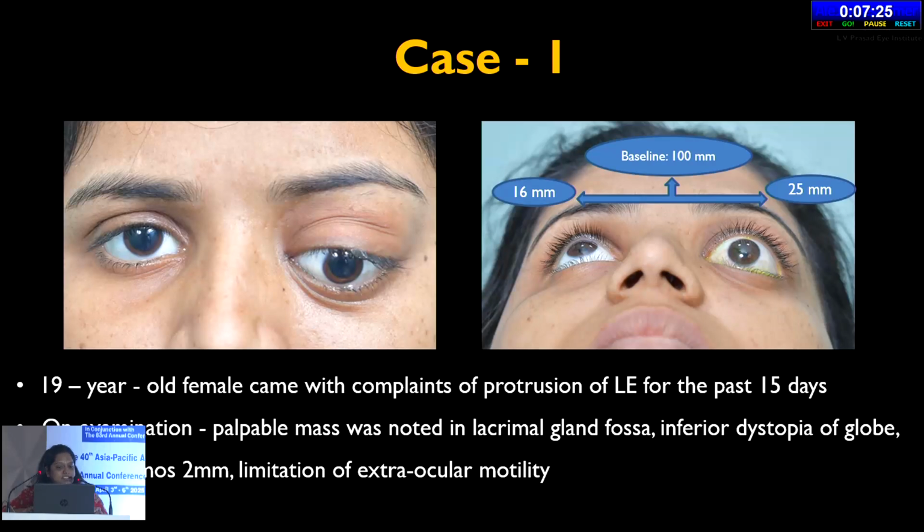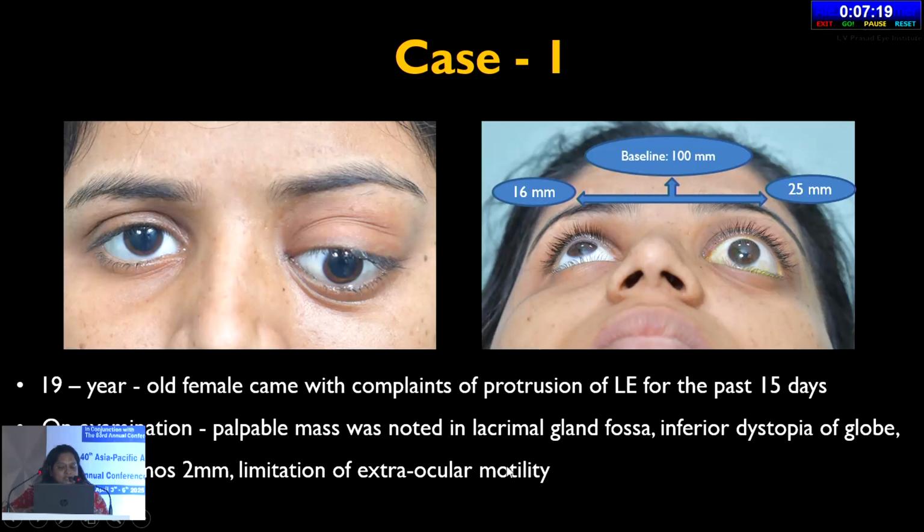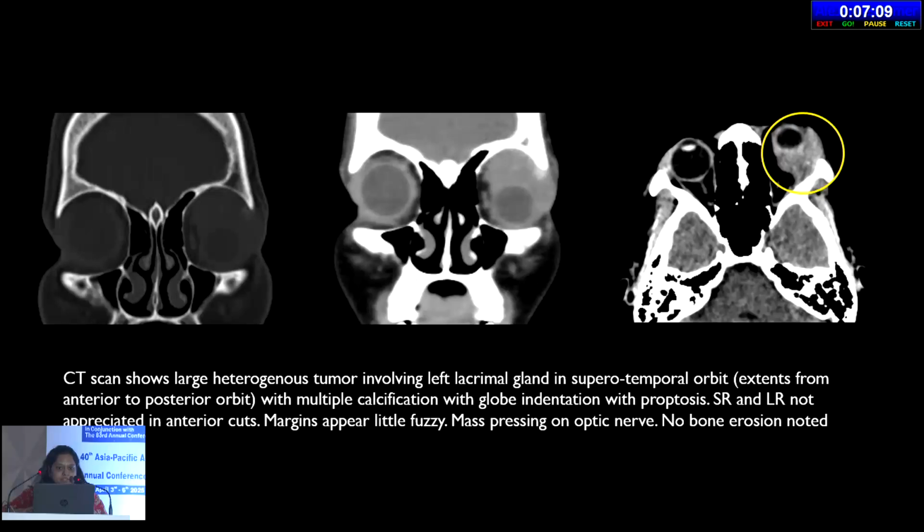This is a 19-year-old female who came with complaints of protrusion of the left eye for the past 15 days. On examination, we see a palpable mass in the lacrimal gland fossa, and the patient had inferior dystopia of the globe and lag ophthalmos of 2 mm and limitation of extraocular motility.